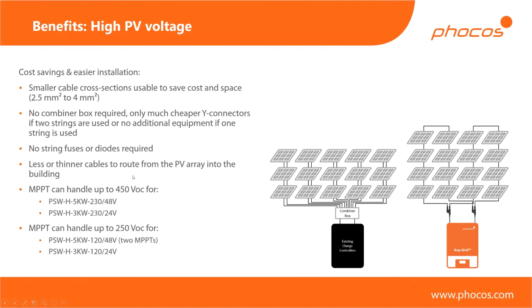You have fewer cables going into the building because here you basically have the choice. Do you want to put the combiner box on the roof? It means that it needs to be weatherproofed. And then you have 2 thick cables going down to the charge controller. But with the AnyGrid, you just have 2 thinner cables going inside. You don't need a combiner box at all. So again, we can handle 450 volt open circuit for the 230 volt models and 250 volts for the 120 volt models.